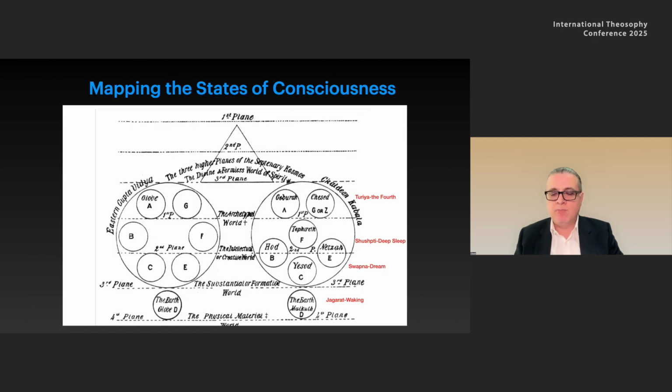Now, if we were to map these three states of consciousness to the page 200 diagram, then we see that the waking state maps to the physical world, and dream to the substantial, the deep sleep to the intellectual or creative, and the fourth, the Turiya state, to the archetypal world.